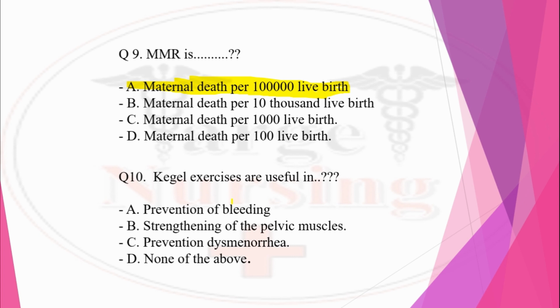Option A is prevention of bleeding, B is strengthening of pelvic muscles, C is prevention of dysmenorrhea, and D is none of the above. Kegel exercise is one of the postnatal exercises, and we have studied it. Option B is correct: it is useful for strengthening the pelvic muscles. This is one of the exercises we can do in the postnatal period.